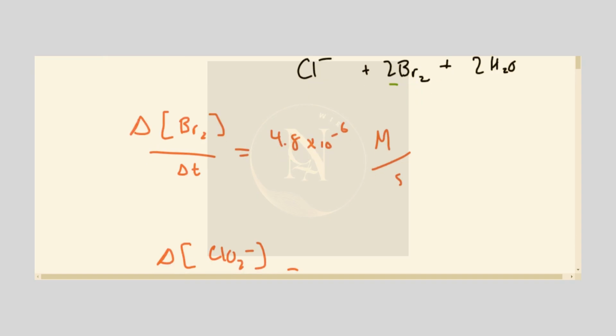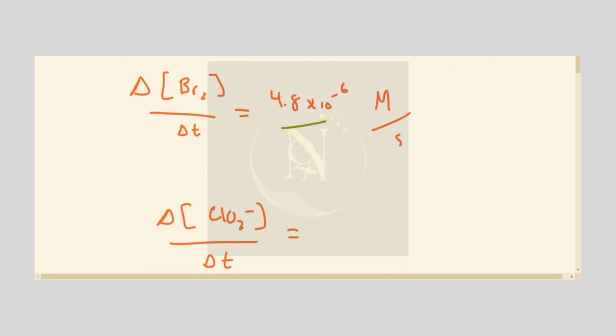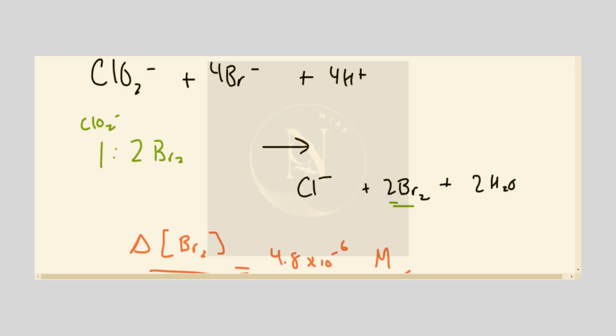And so we're going to take this number and divide it by 2. However, because we're on opposite sides of the reaction, we're producing it here, but consuming it here, the amount of ClO2 minus keeps going down. So the number has to be both negative and divided by 2. So negative 2.4 times 10 to negative 6 moles per liter per second. Great. Next question is very similar.